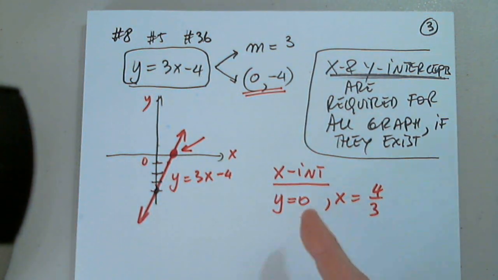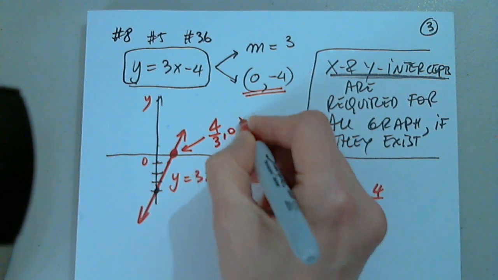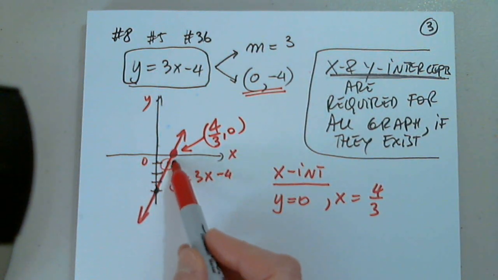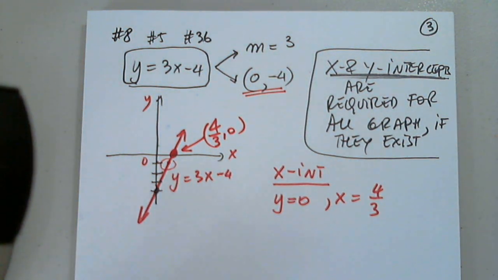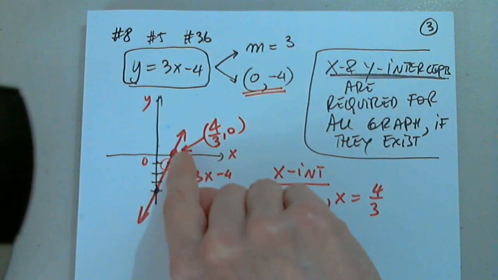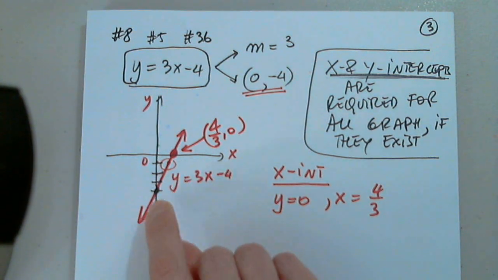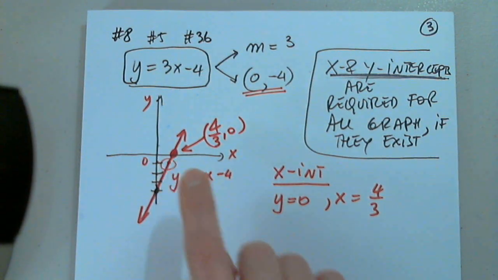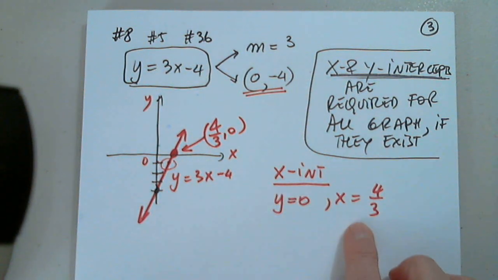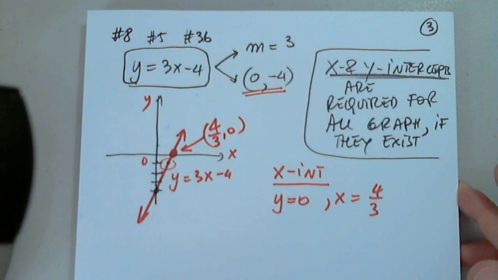So this point right here, 4/3, 0, is extremely important. Way more important than this one that I determined to graph the function. This one doesn't mean anything. This one is very important. That's why I kindly ask you to remember to graph using the x and y intercepts every time. Okay.